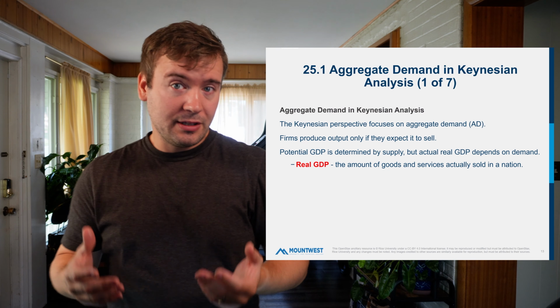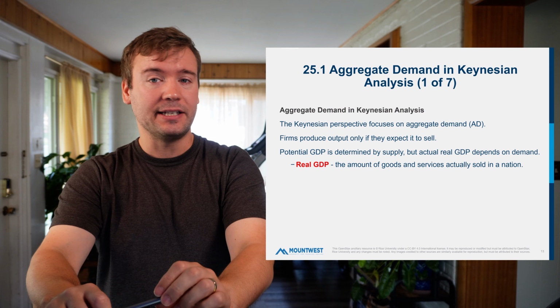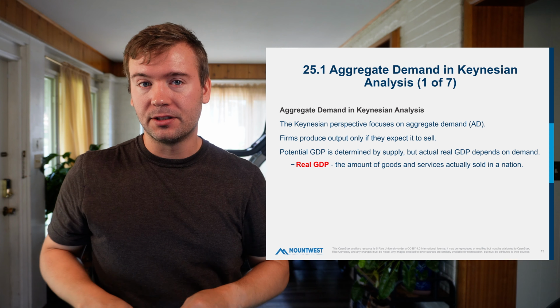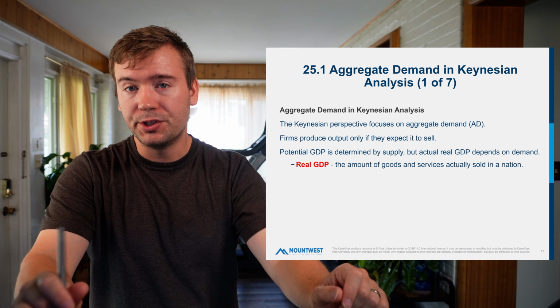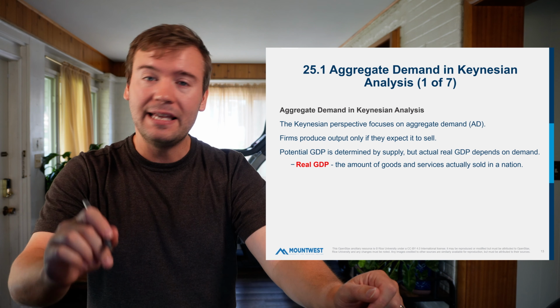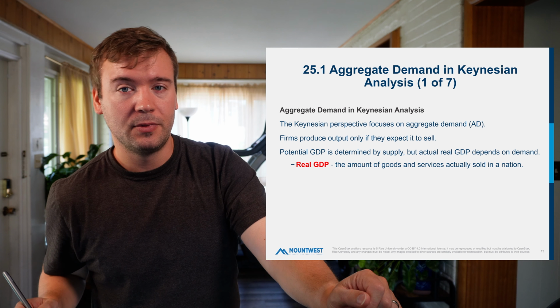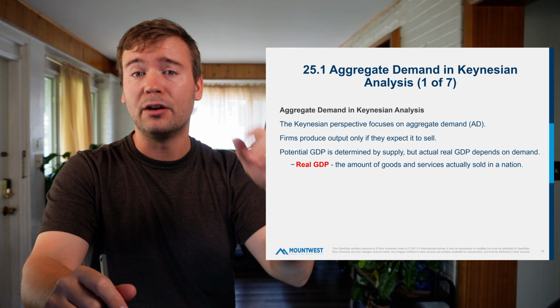So let's start with the fundamental idea here, which is that the Keynesian perspective focuses intently on aggregate demand. That principle is pretty straightforward. Businesses only produce goods and services if they have the anticipation of being able to sell them. We're not going to just stockpile stuff just for the hell of it. We're not going to make things just to have them sit in a warehouse.